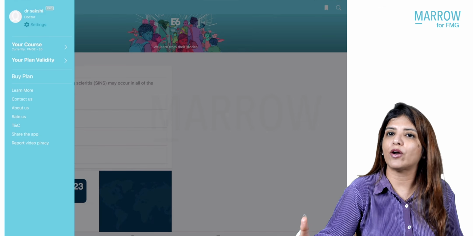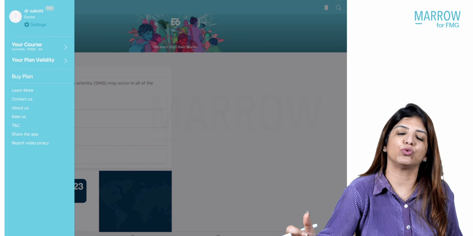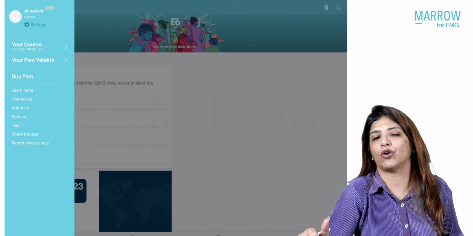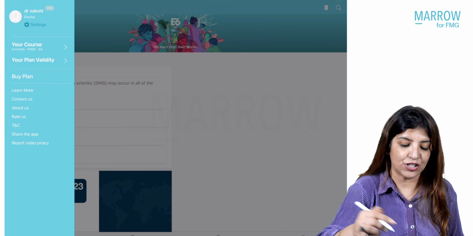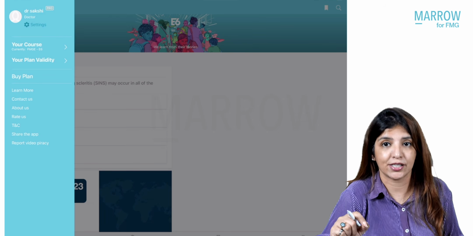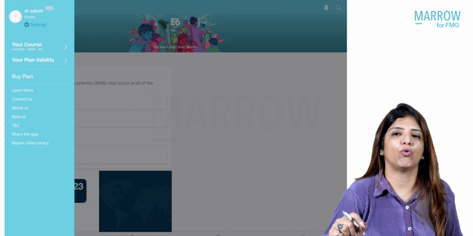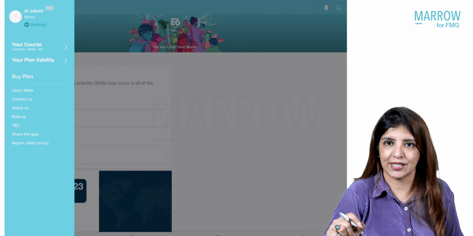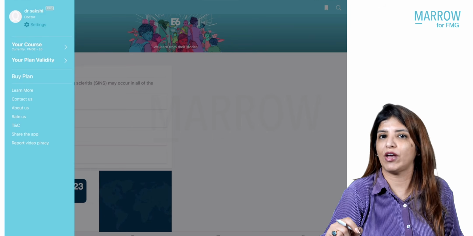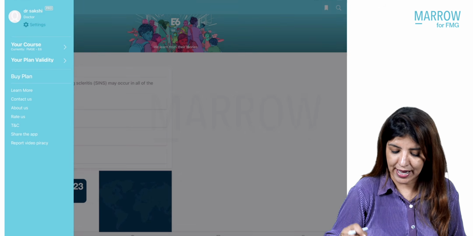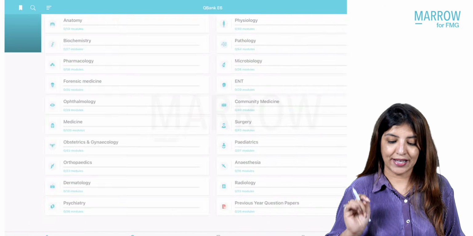So whether you are accessing Marrow through mobile or through your iPads, please click on the top left hand side and check what course you have selected. So you should select the course FMGE edition 6, then only you will be able to access the PYQs of FMGE. Once you've done that, go to this QBank section.